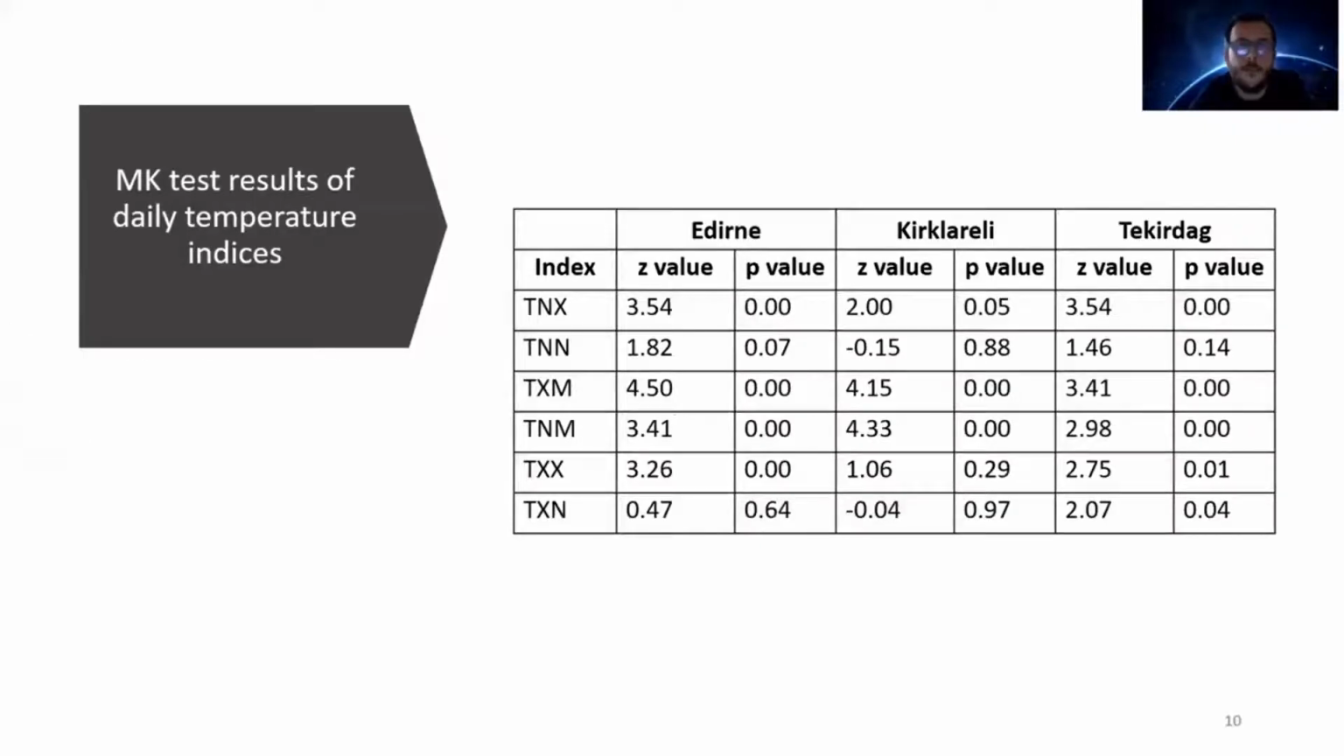When we look at the results for the daily temperature indices, for instance, hottest day, TXx, or the coldest night, TNn, or the rest of the indices, for the 3 stations, we can see a significant increasing trend from the Mann-Kendall result, except the TNn, the coldest night at the Kırklareli station. We can see the trends, and most of them are significant.